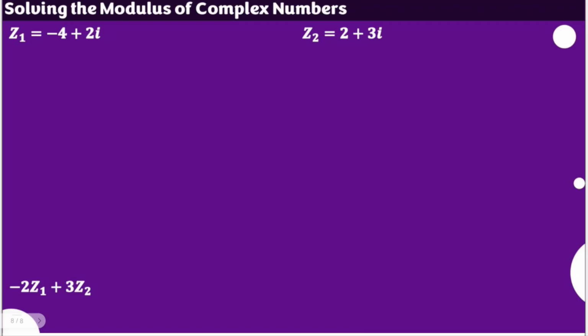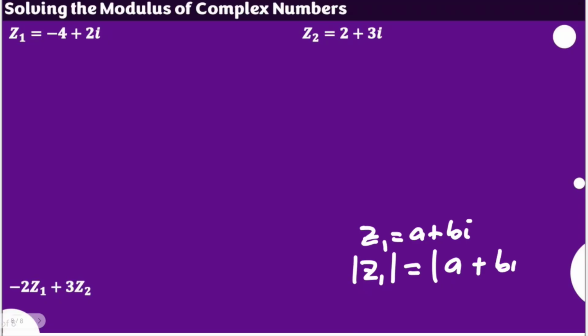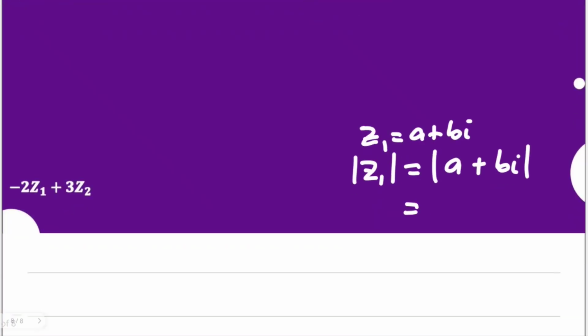So here, let's try to solve the modulus of complex numbers. Take note that for a modulus, let's say z sub 1 is a plus bi, the modulus of z sub 1 is actually the distance of the point of this complex number from 0, indicated by this formula. You will have the square root of the sum of the square of the real part and the square of the coefficient of the imaginary part.